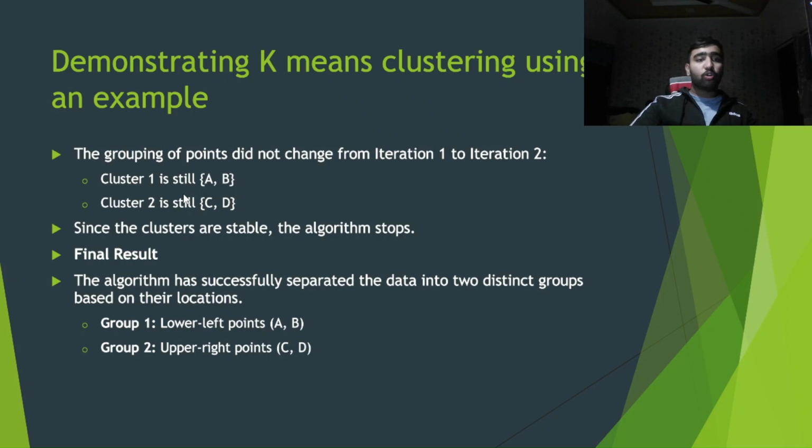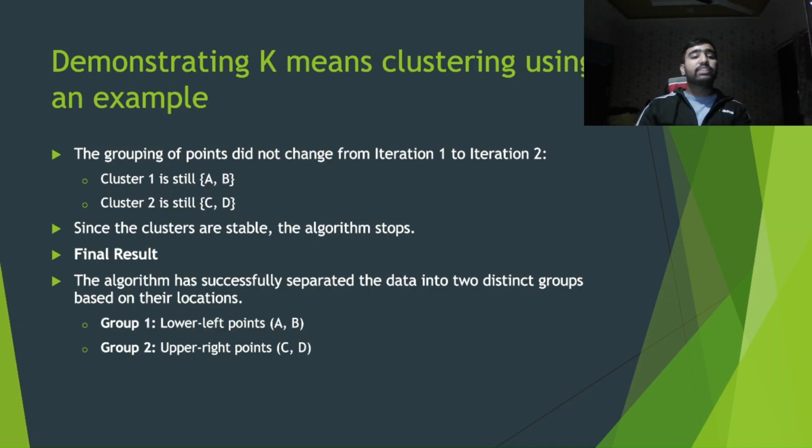Now, the grouping of points did not change from iteration 1 to iteration 2. Hence, cluster 1 still consists of 2 points, A and B, and cluster 2 still consists of points C and D. Since the clusters are stable, the algorithm stops here. The algorithm stops because we have reached the point of convergence and not the maximum number of iterations. There was no change from the first iteration to the second in the assignment of clusters to data points. Hence we have reached convergence and the algorithm finally stops.